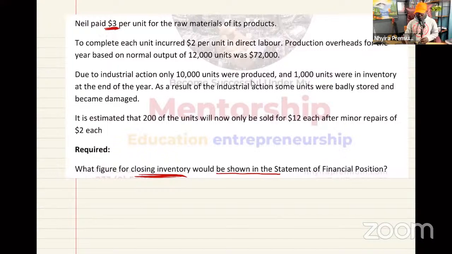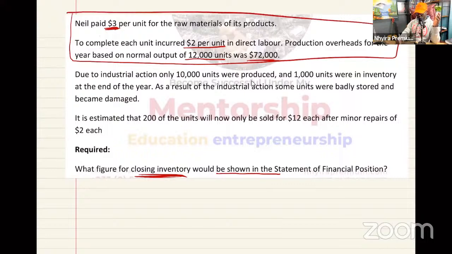To complete each unit incurred $2 per unit in direct labor. Production overheads for the year based on production output of 12,000 units was $72,000. So the first information above is about the manufacturing cost, the cost the entity incurs in the manufacturing of its product. So we can calculate what the manufacturing cost of the inventory is. Then we continue with our reading.